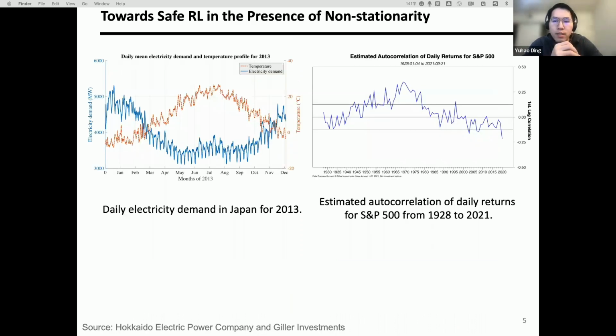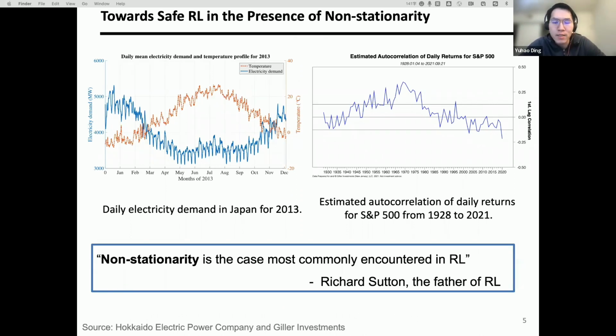In addition to this safety assurance, the underlying environment may undergo changes and be non-stationary, such as the electricity demand in the power system and the autocorrelation of the daily returns for the S&P 500. It is also mentioned in the seminal book by Richard Sutton, who is regarded as the father of RL, that non-stationarity is the case most commonly encountered in reinforcement learning. Our project is motivated by this pressing need to provide computational tools and analytic assurance for reinforcement learning in non-stationary environments under safety constraints.